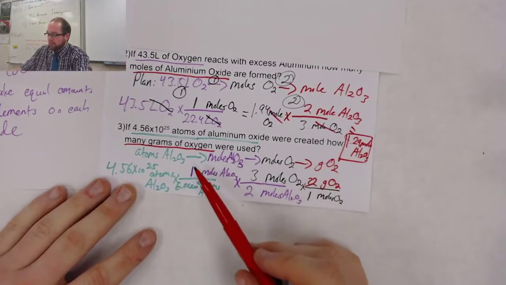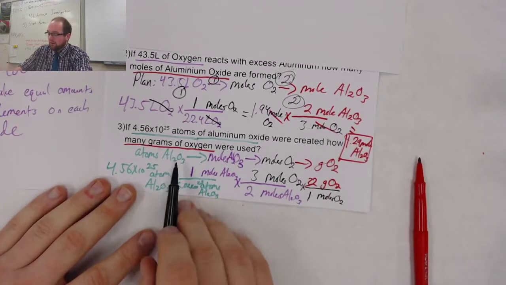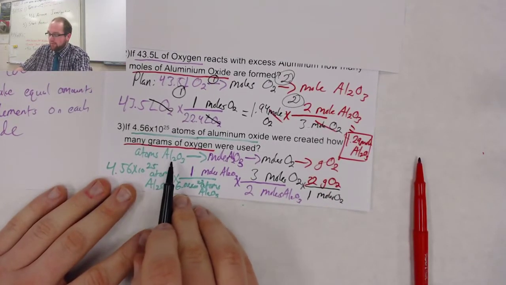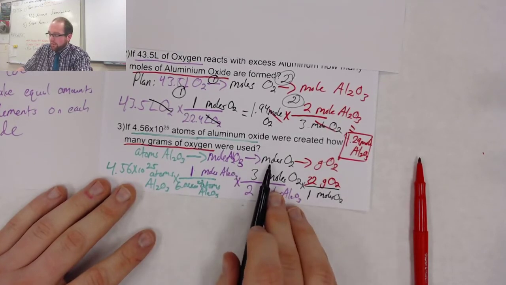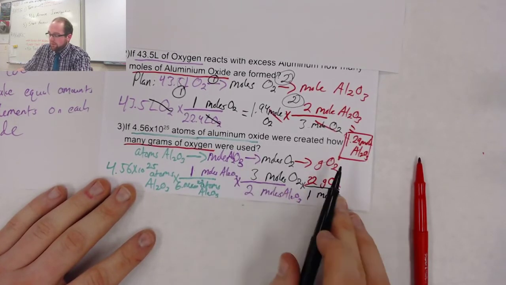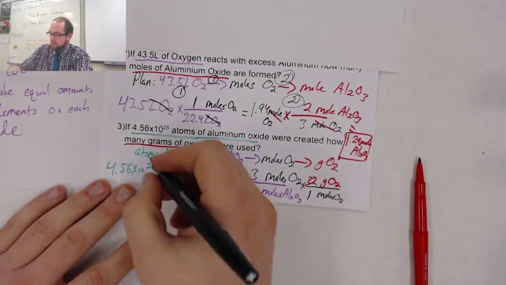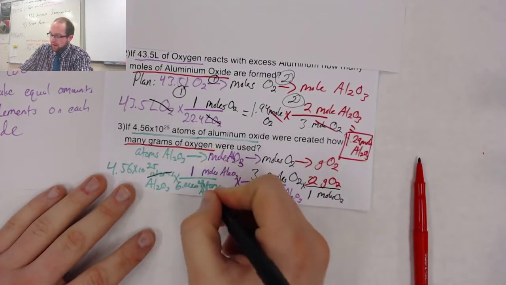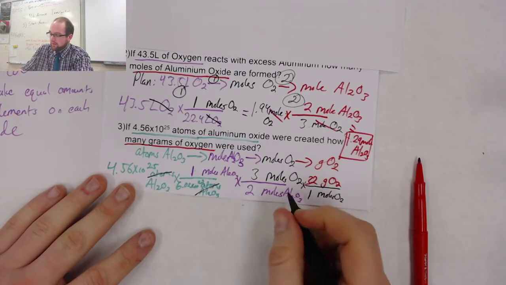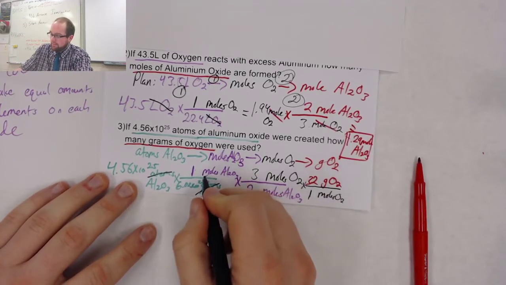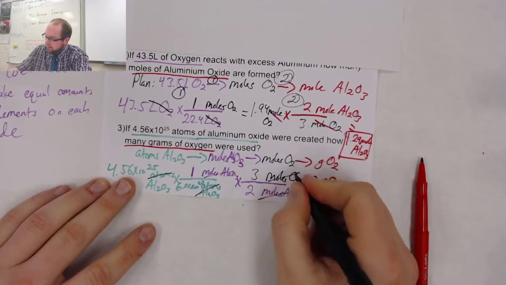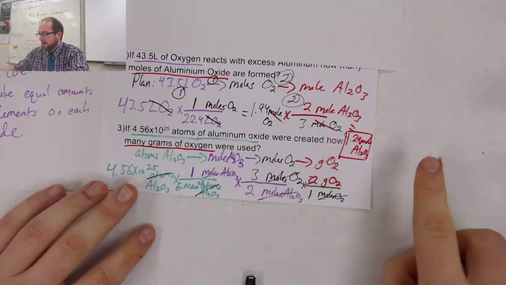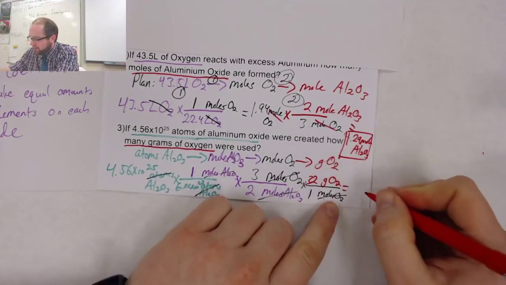So you can see my 3 steps here. We can check back in our units, right? Because our plan was to go from atoms of aluminum oxide to moles of aluminum oxide, then into moles of O2, and then grams of O2. So here's our atoms being canceled out in our first step. Here's our moles of aluminum oxide being canceled out in our second step. Here's our moles of O2 being canceled out in our final step and giving us our answer in grams.